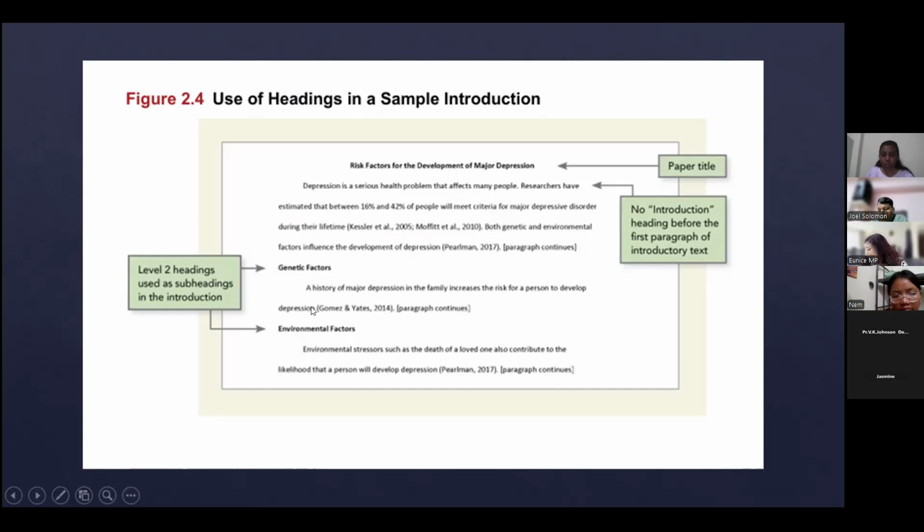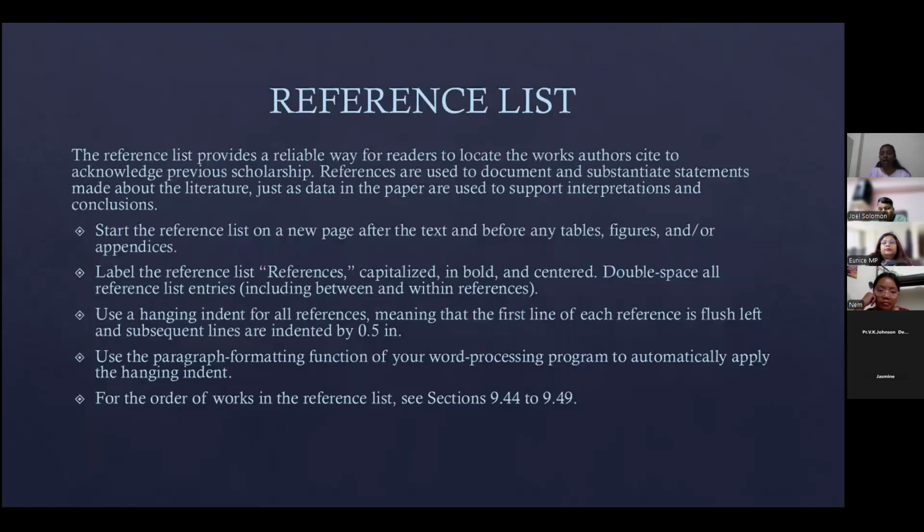Then these two headings that you're seeing over here are examples of a level 2 heading. These are some samples for you to understand how a level 1 and a level 2 heading look. Now we'll understand what to do with the reference list.